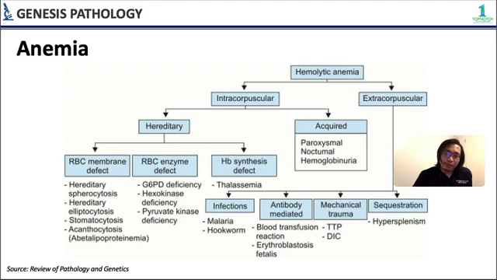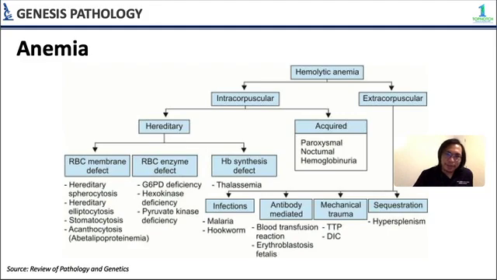Extracorpuscular infections, just like your malaria and hookworm. We have no problem with the red blood cell per se, but the infection entered it. Usually malaria. I never heard of hookworm infection causing your anemia. Okay? But malaria really. Other infections, Babesia, Babesia microti can cause your hemolytic anemia. Okay? Antibody-mediated, right? Your autoimmune hemolytic anemias.